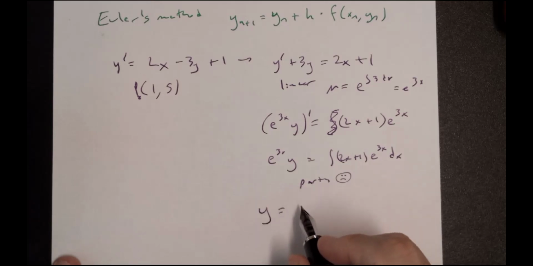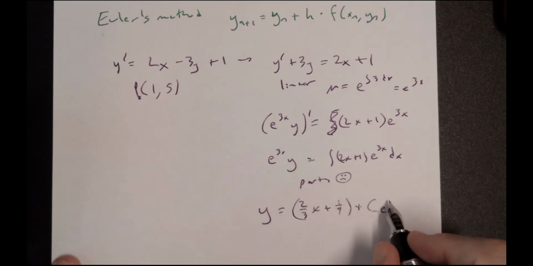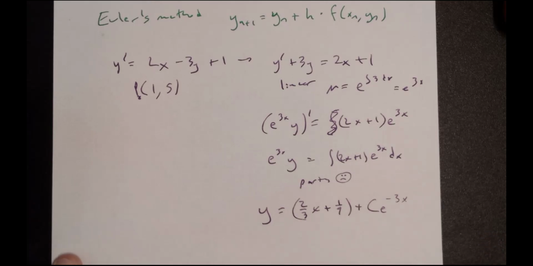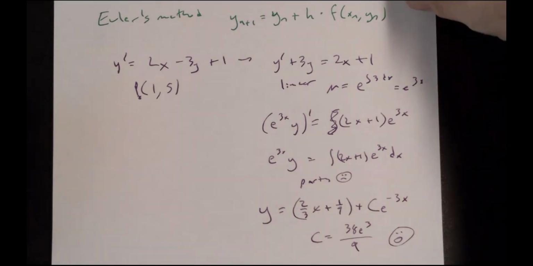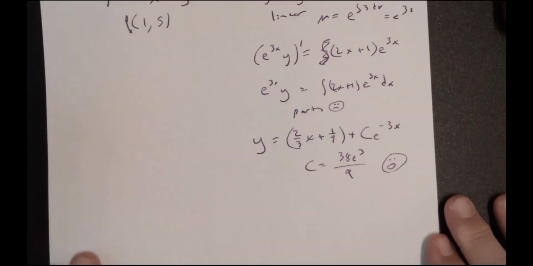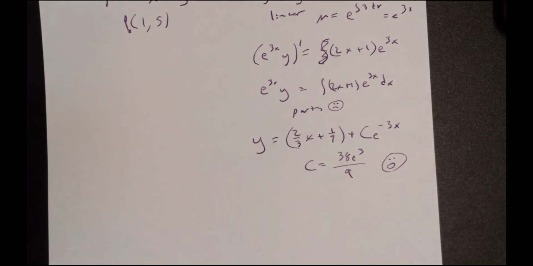y equals 2/3 x plus 1/9 plus c e to the minus 3x. Solving for c, you get 38e cubed over 9. Why do we get such a sucky looking c? Because my initial condition had p at an x value of 1, not an x value of 0. If the x value was 0, I'd get a much nicer looking solution, but I didn't.